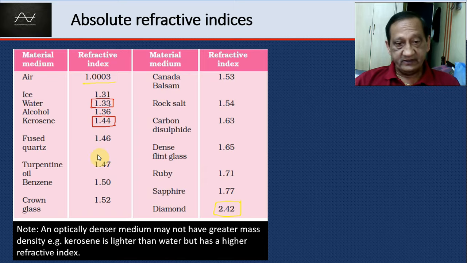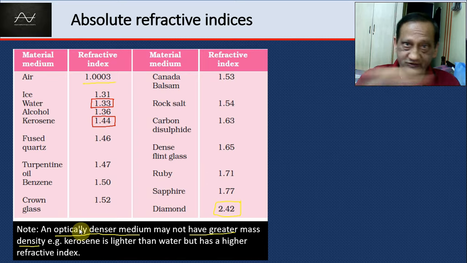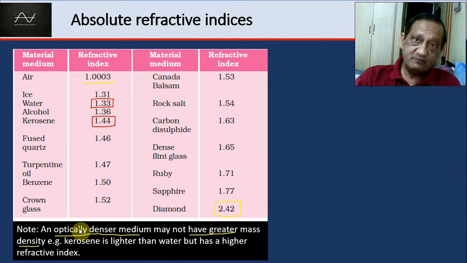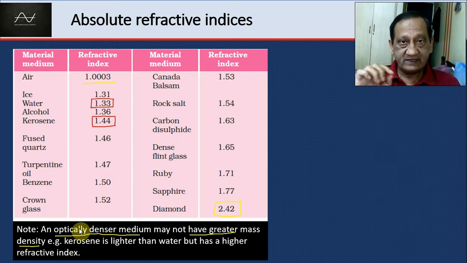Now, interestingly, kerosene, therefore, will be called optically more dense because its refractive index is more than water. Optically more dense, but from the mass perspective, kerosene is lighter than water, so its mass density is lower. An optically denser medium may not have greater mass density. Kerosene has got a lower mass density than water. It floats on water, but it is optically more dense. Therefore, there is no connection between mass density and optical density. The two things are completely different. There's no relationship.